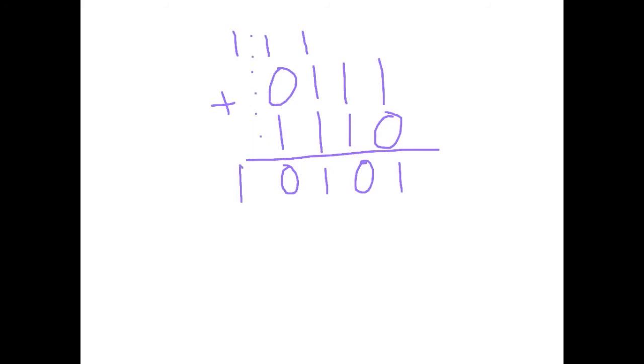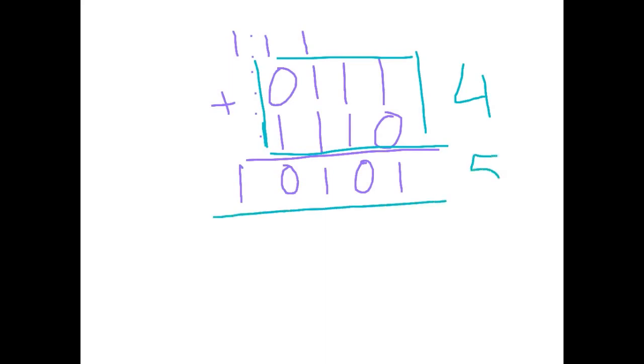Now in my problem up here, I used 4 bits for each number. In my solution, I got 5 bits. Now the way this will work is that you truncate the carry. So you cut it off altogether and ignore that it exists. And your final answer, we have 4 bits, 4 bits, and 4 bits. So 0101 is my final answer.